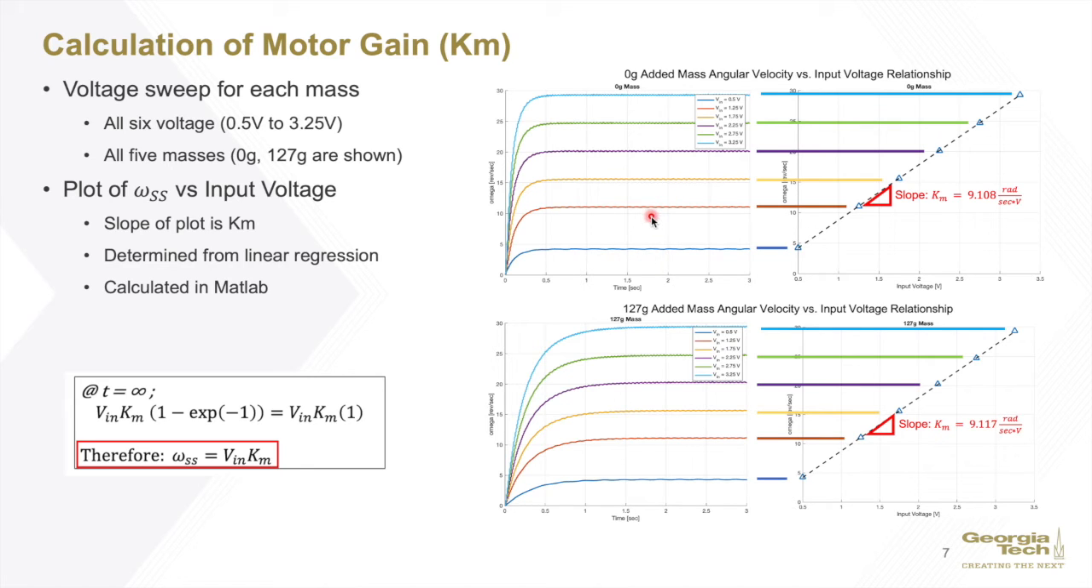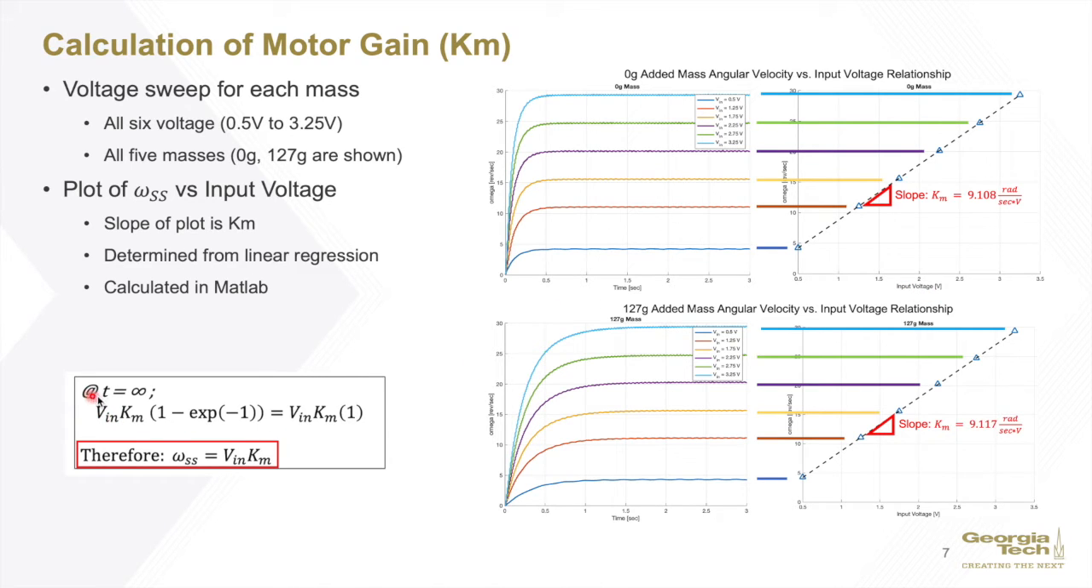Using this data, we were able to determine the steady state angular velocity of each trial, so the portion where it flattens out here. These steady state angular velocity values were then plotted against the input voltage for each trial, and we get a linear relationship here, and the slope of this line becomes the motor gain Km. So we calculated the Km for each mass by using the steady state angular velocity and voltages.